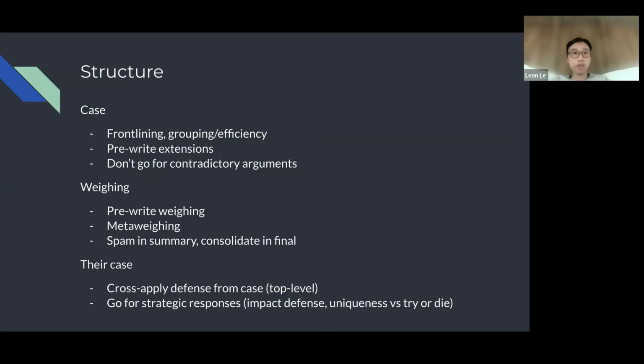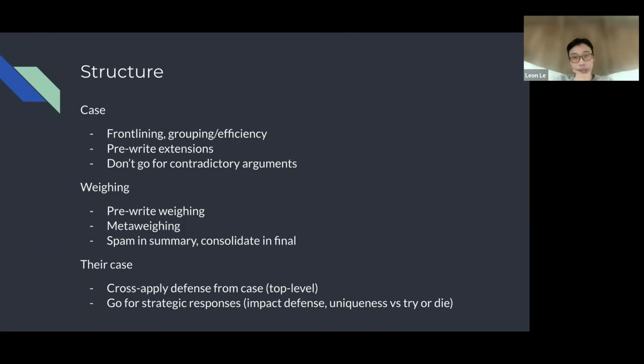And then you get into the frontlining. And I think something really important in frontlining is grouping or efficiency. So if you can notice three or four responses that have the same sort of frontline that you would make, you can just be like, group one, three, and four, our evidence says X, which takes it out.